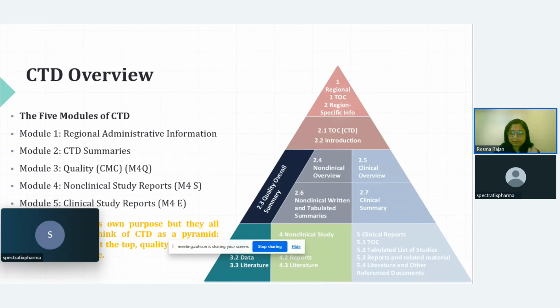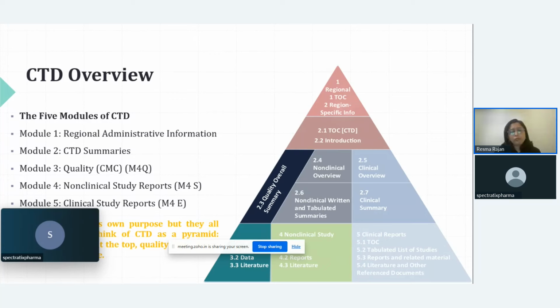Module 2, the CTD summary, will be there. Module 3 is quality, that is called CMC: Chemistry, Manufacturing, and Control. Chemistry means R&D development. Manufacturing is the production-related document. Control means the quality division will check the quality of the product, the purity of the product, and those details.